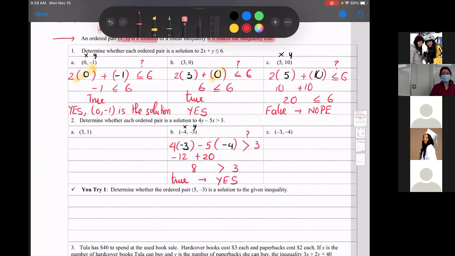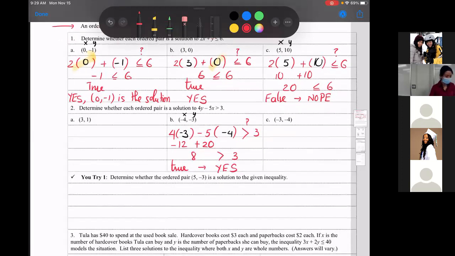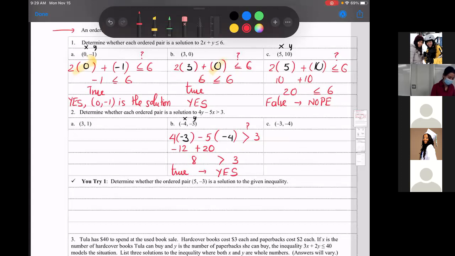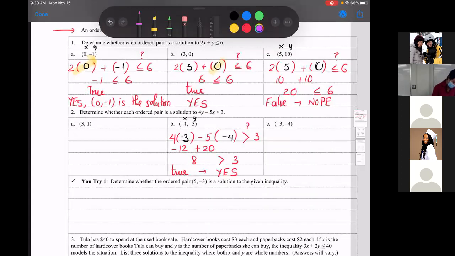You do the rest. Just watch out for the y and x swapping. You try 1. 3x plus 6y less than 4.